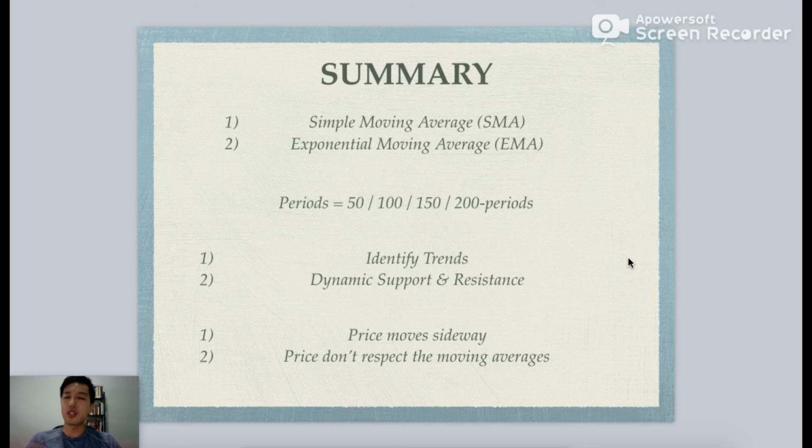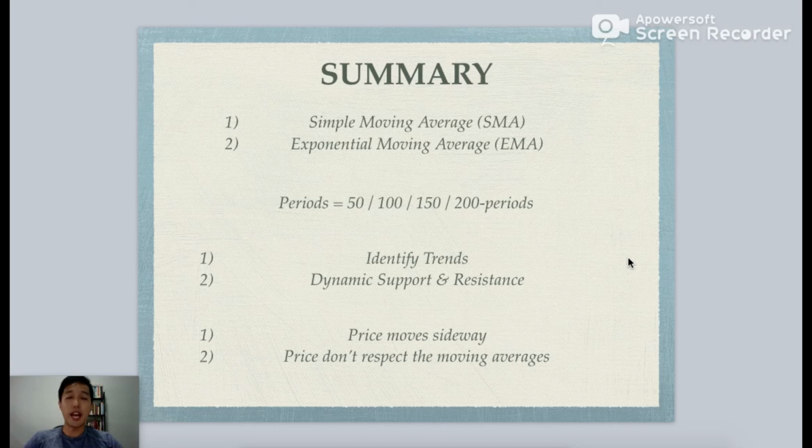So when will moving averages not work? Like mentioned earlier, when price is moving sideways or price doesn't respect moving averages, those are the times when moving averages don't work on that kind of stock, ETF, or chart. You can just totally skip it and find something else that will help you find a better entry or exit point.